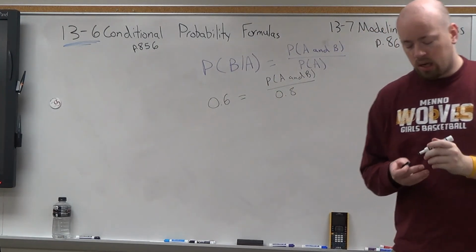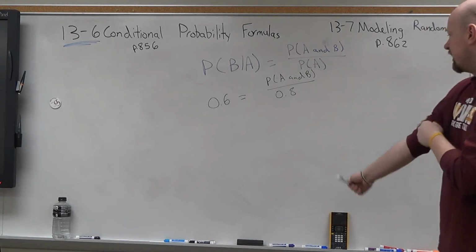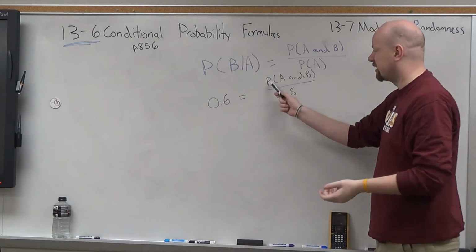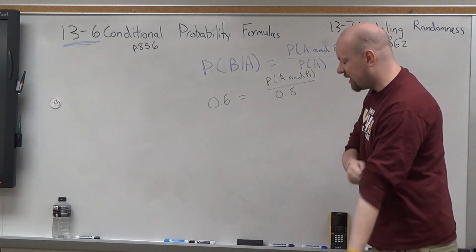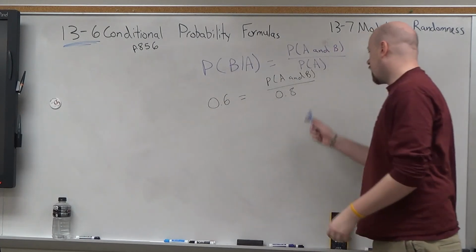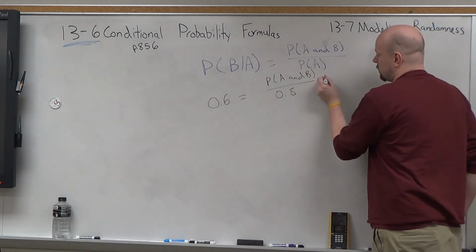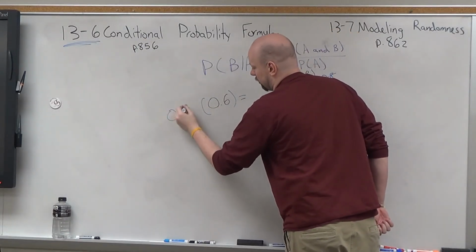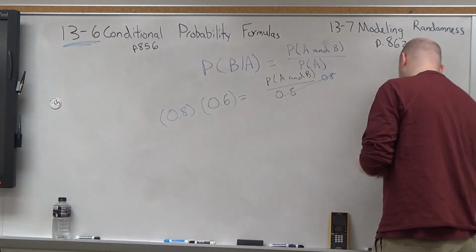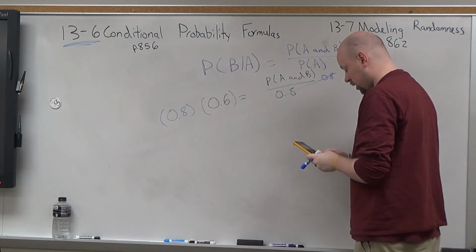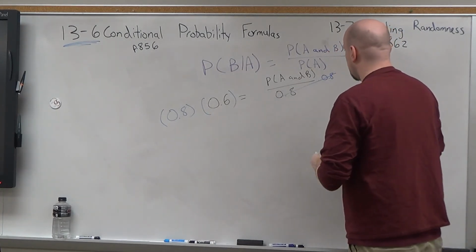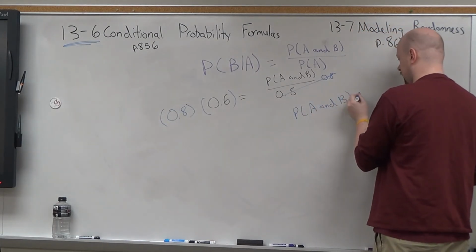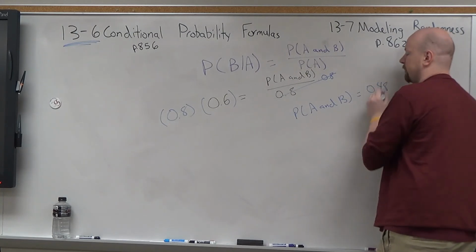Well, all algebra was saying was to get this variable by itself. I know it's a lot, but it's all one variable. It's just a P. It just has some subtext to label it. How would I get rid of that 0.8? Well, I'd multiply by 0.8 to each side, right? And I can take 0.6 times 0.8. So in this case, 0.6 times 0.8. P of A and B would be 0.48, just multiplying them together.